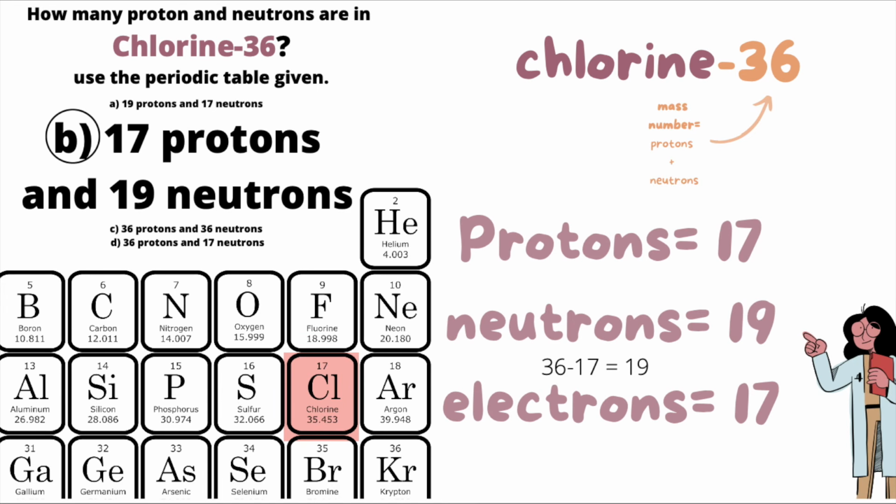The key here is that you're able to identify this chlorine as an isotope and use the mass number given to make your calculations. So if you didn't do this, you would probably round the atomic mass to 35 and subtract 17 to find the number of neutrons. This would give you 18 neutrons, and that would be wrong. So make sure you see the isotope, identify the isotope, and use the mass number that it gives you to make your calculations.